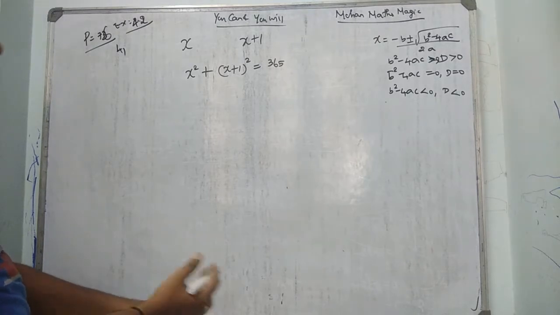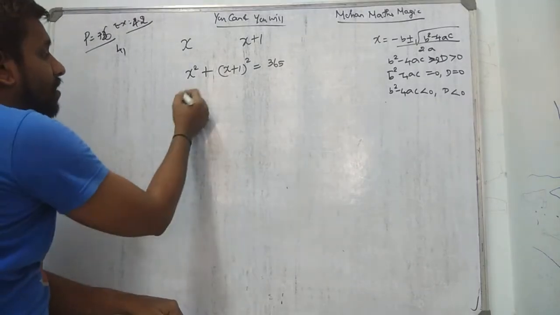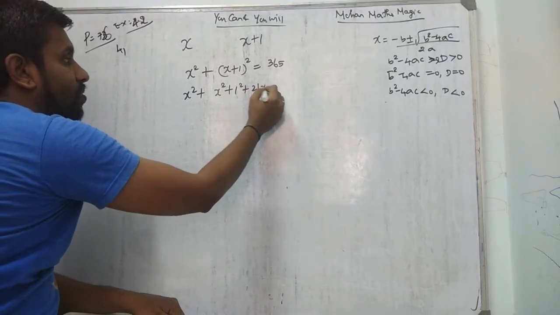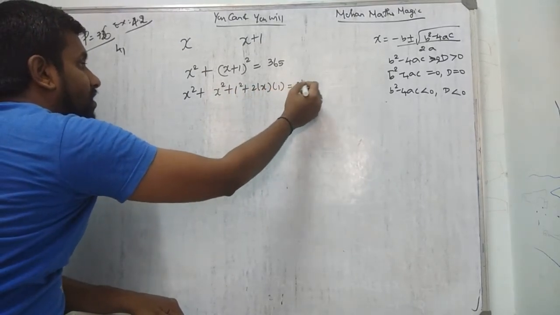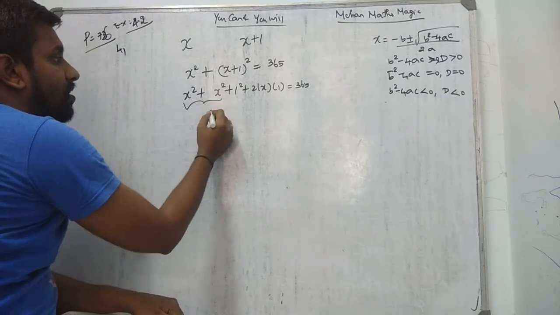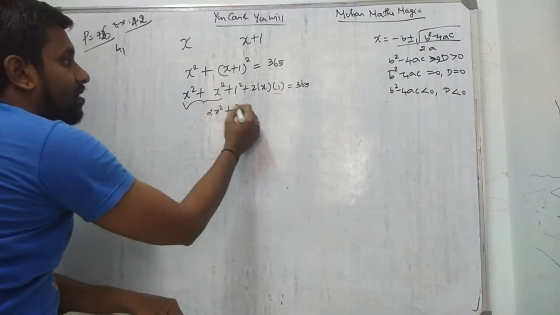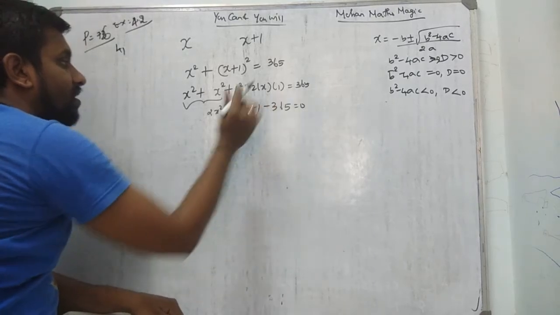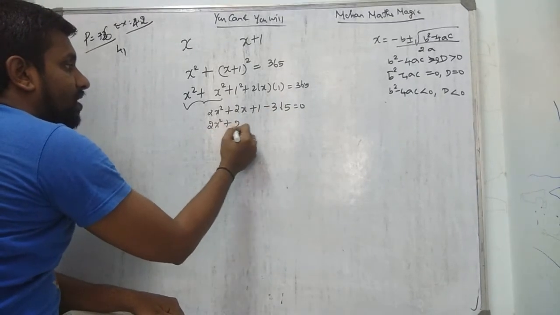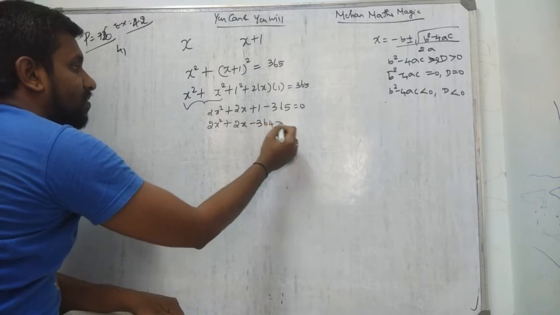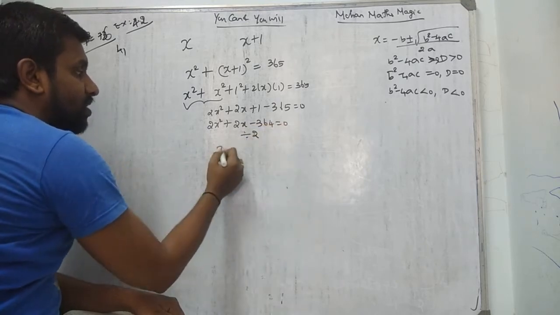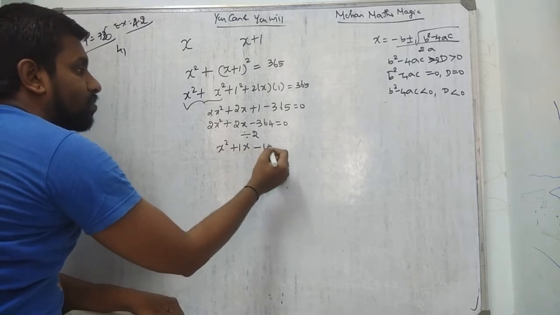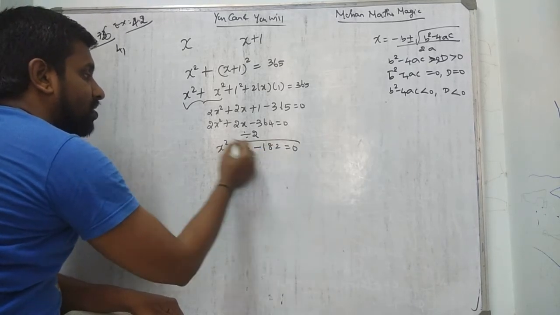Sum of whose squares, the sum gonna be addition of the squares. So x square, and a plus b whole square is a square plus b square plus 2ab, equal to 365. So I got 2x square plus 2x plus 1, and 365 I have taken to the left side. So finally I got 2x square plus 2x minus 364 equal to 0. Reduce the equation. Dividing by 2, x square plus x minus 182 equal to 0. This is your equation.